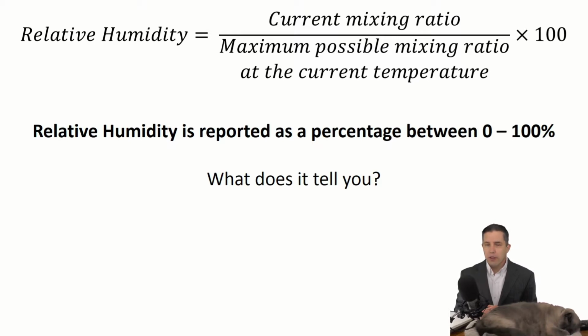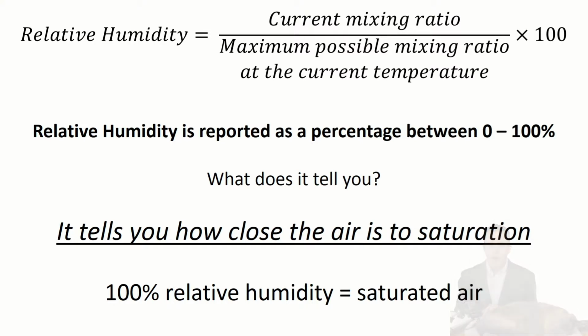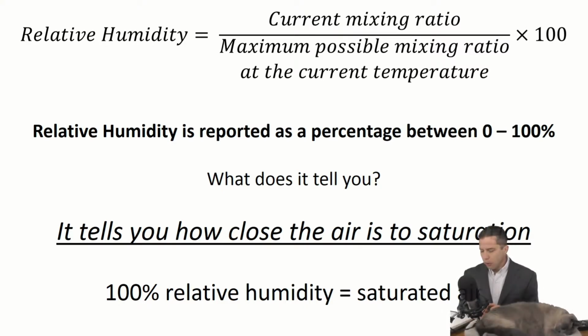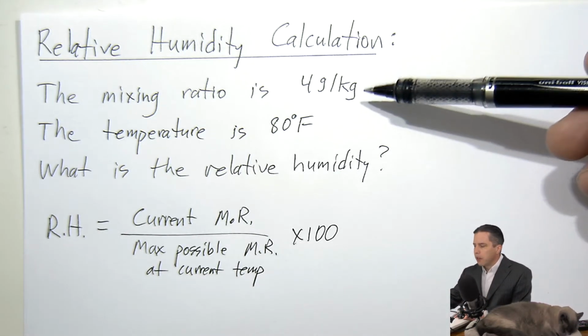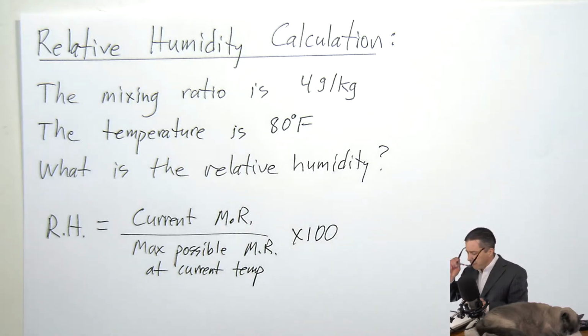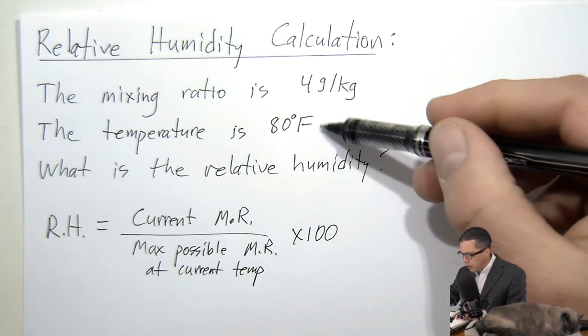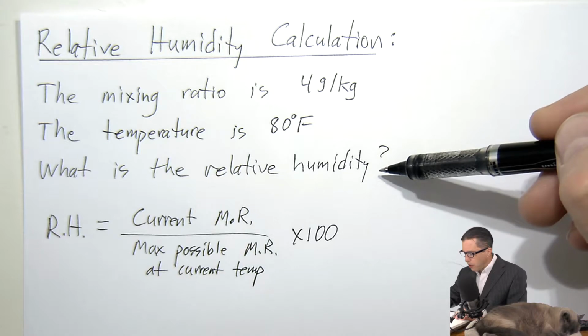So what does this tell you? Well, the percentage tells you how close you are to saturation. So 100% relative humidity means the air is saturated, meaning it can't hold any more water vapor. Okay? So we're going to do a sample problem, and here's an example of the type of problem that we would see. The mixing ratio is 4 grams per kilogram. The temperature is 80 degrees Fahrenheit. What is the relative humidity?